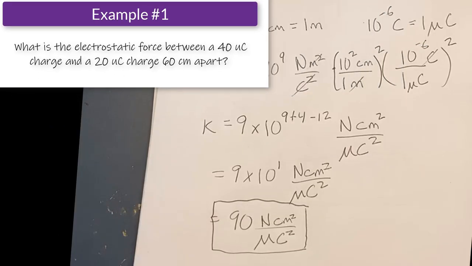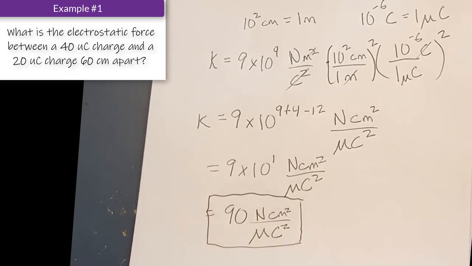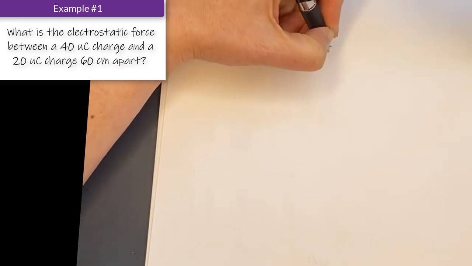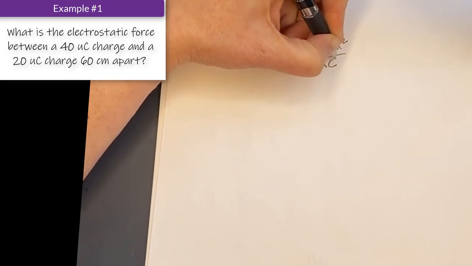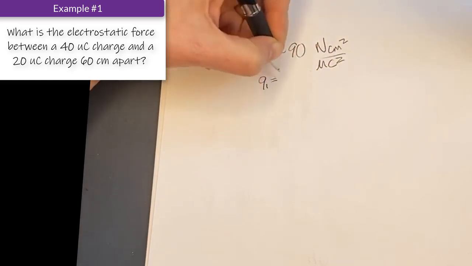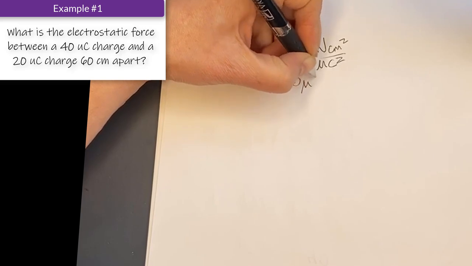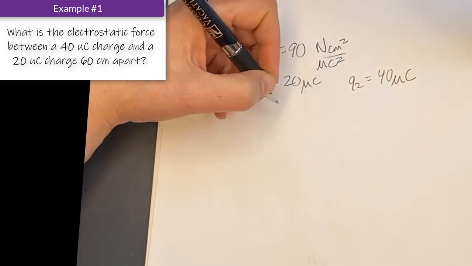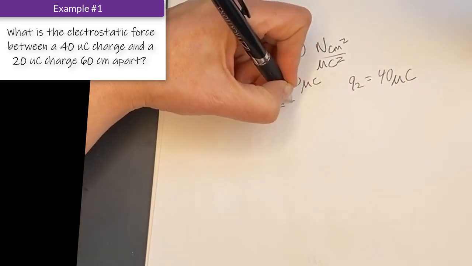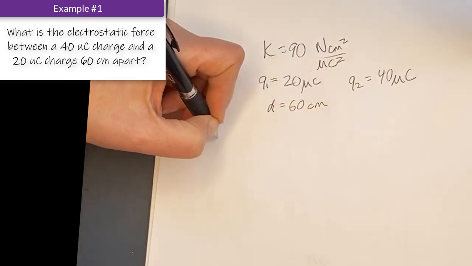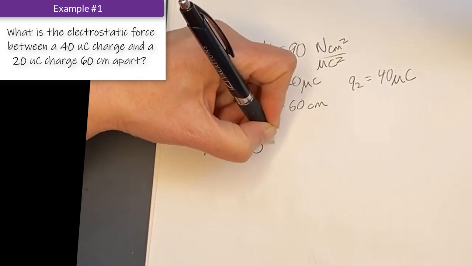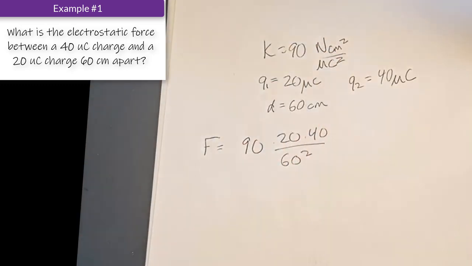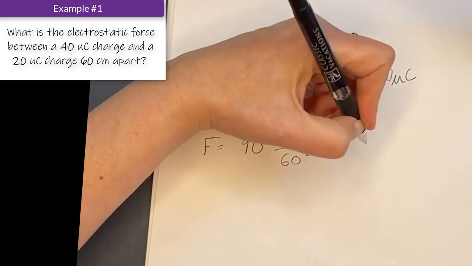Yay! So let's go back to the previous example and you'll see how much easier it is. K is 90 newton centimeter squared per microcoulomb squared. Q1 is 20 microcoulombs. Q2 is 40 microcoulombs. And the distance is 60 centimeters. So the force is 90 times 20 times 40 divided by 60 squared. And I like to reduce things because that makes them much nicer.